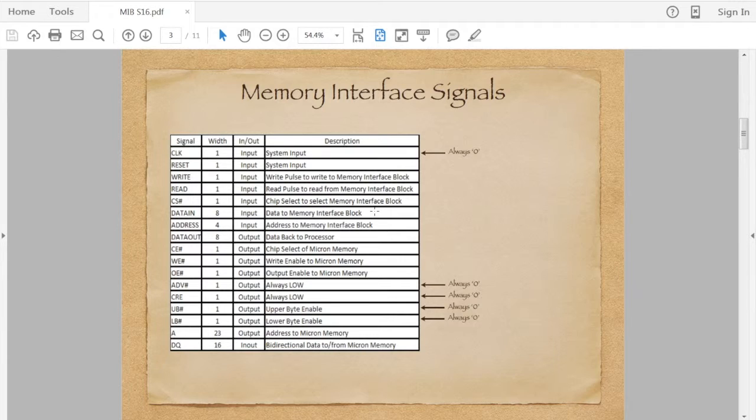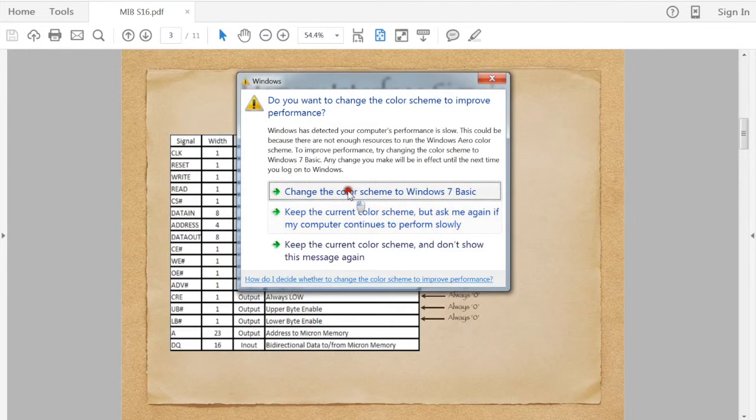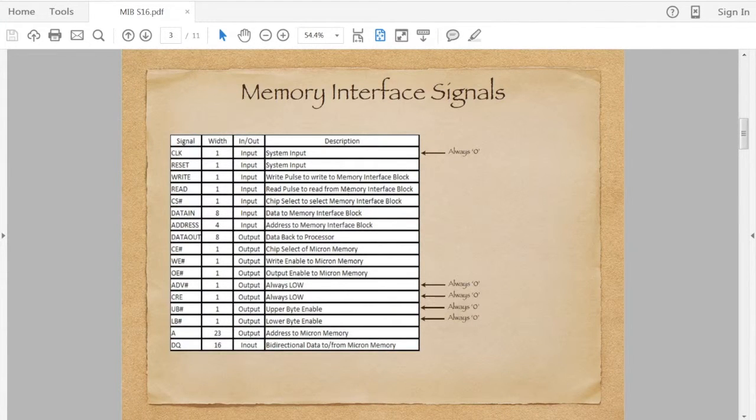So the signals: clock, and we can see down below ADV#, CRE, then the upper byte and lower byte enables. All of those signals should be sourced from your FPGA, but they should be held in a low state. Then we have the reset. Then we have the write line and the read line. The chip select is the select for the memory interface block. Then we have the data in and the data out.